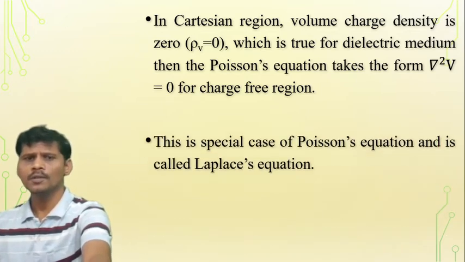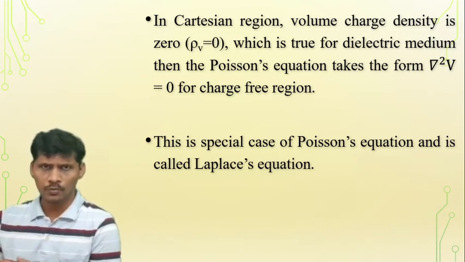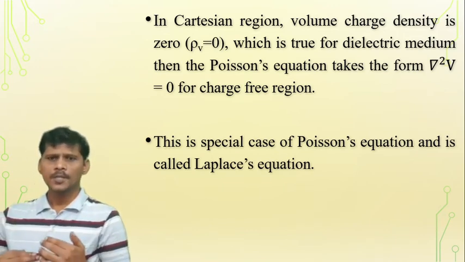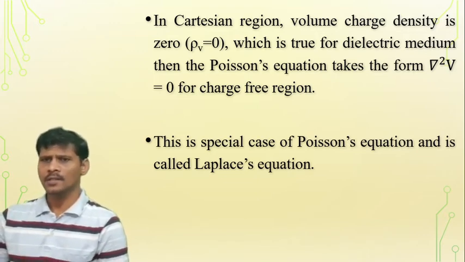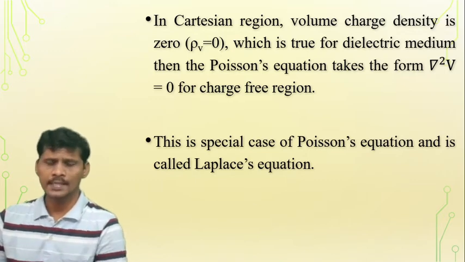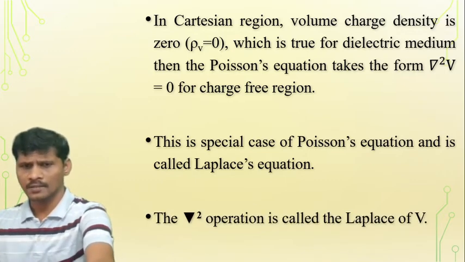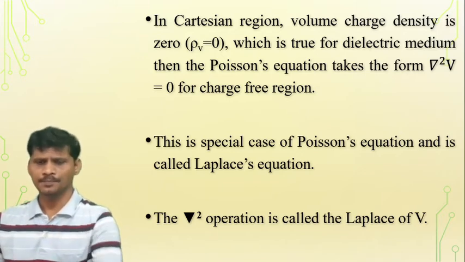Therefore, this is the special case of the Poisson equation. Del square V is equal to 0 is the special case of the Poisson equation, which is called the Laplace equation.